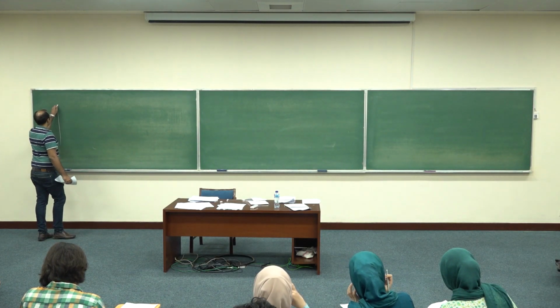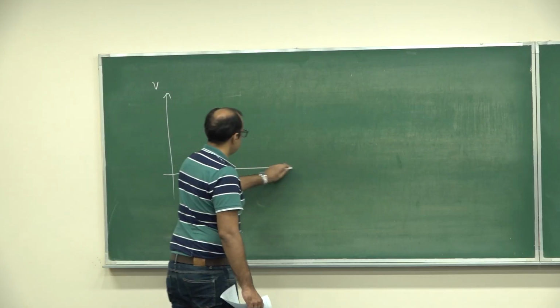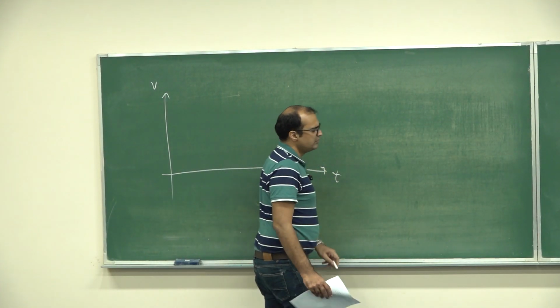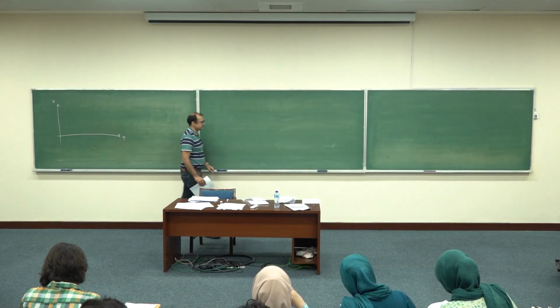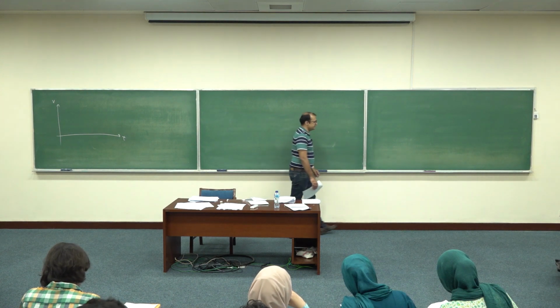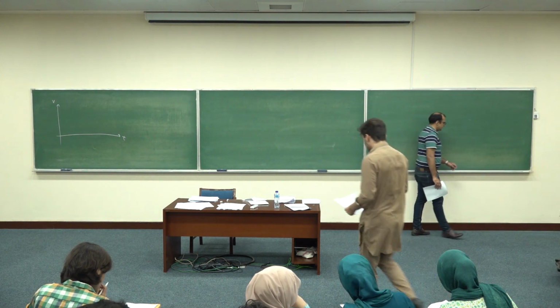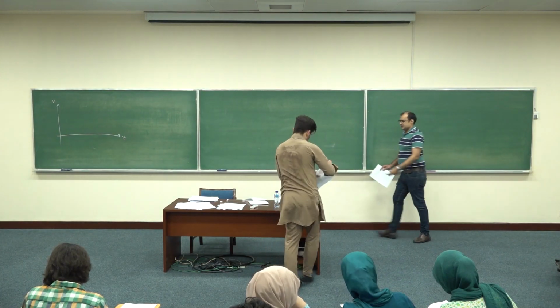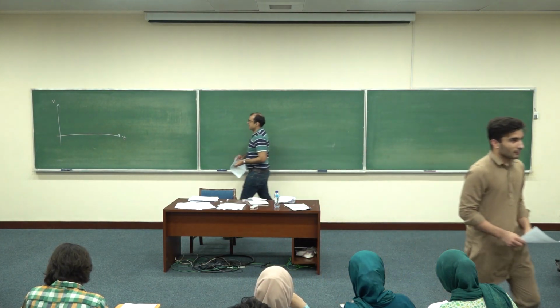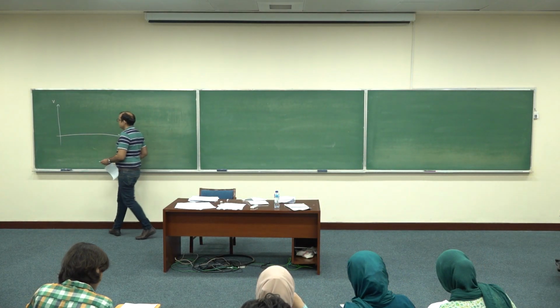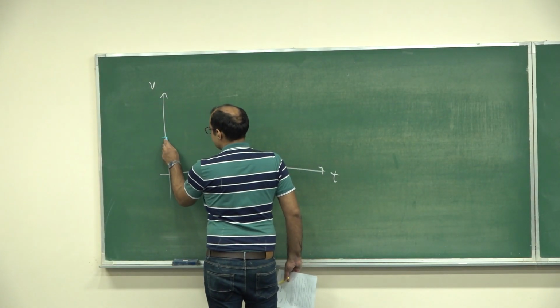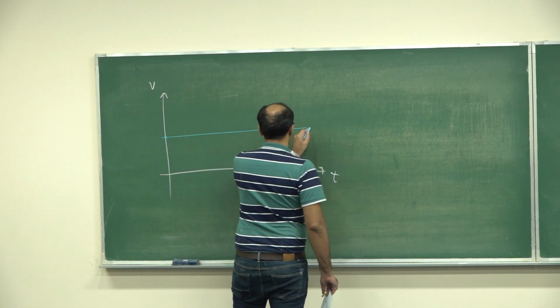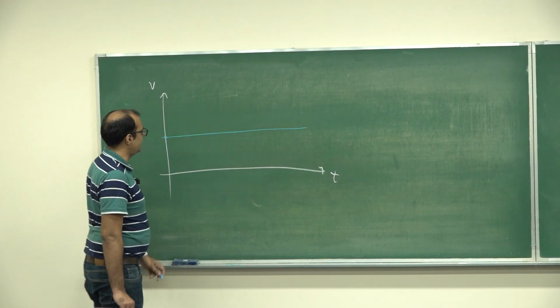So let's plot. You have V versus T. You can do it without the plot as well, of course, except that it becomes safer if you do it with the plot, because then you are less likely to make any stupid mistake. So you have the speeder. The speeder is easy. The speeder velocity remains constant throughout, so you just get a flat horizontal line.